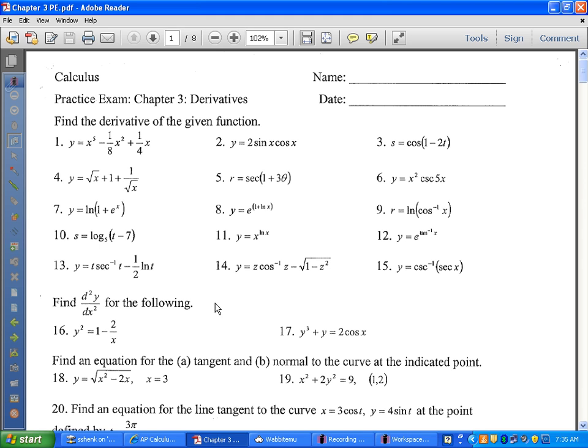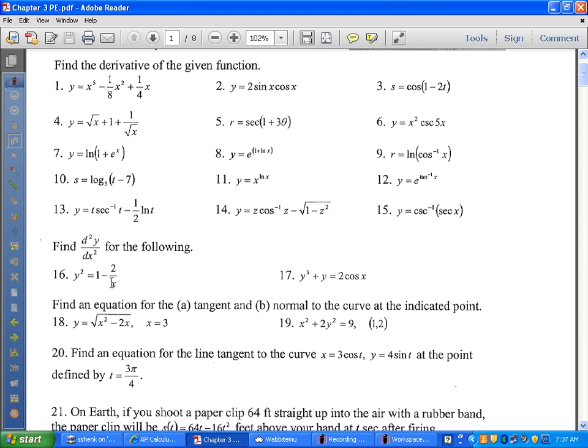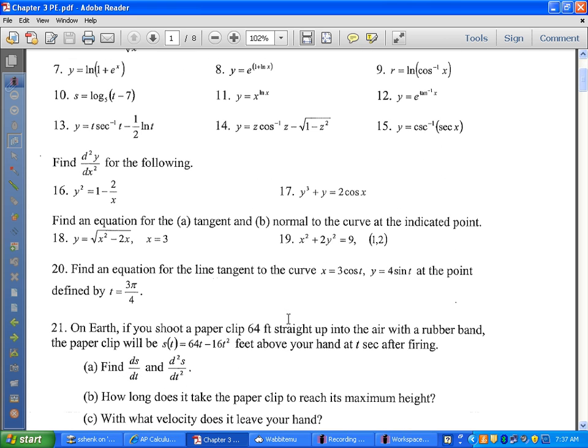Your practice exam, though, here, we've got 15, just some basic derivatives. That's what this whole chapter was all about, were the different derivative rules. So 1 through 15 here goes through the different derivative rules. Power rule, product rule, chain rule, implicit differentiation, log, exponents, derivative, arc sines, tangents, whatever, are all on there. 16 and 17 are finding a second derivative. 18, 19, you're trying to find the equation of a tangent and a normal. 20 has a parametric curve.